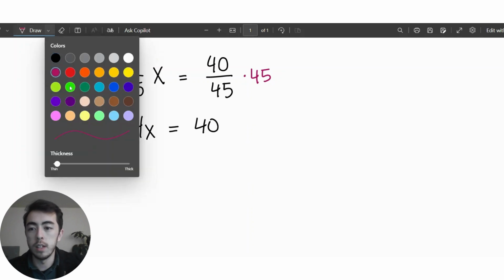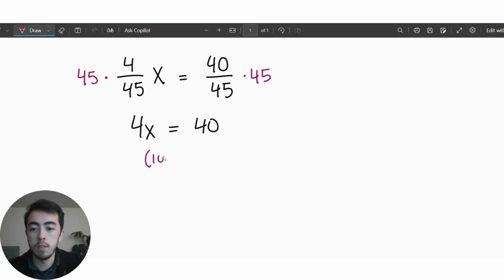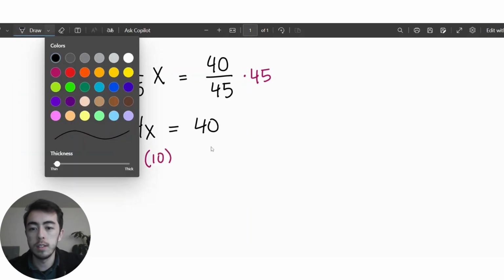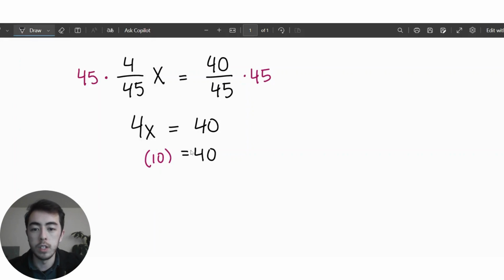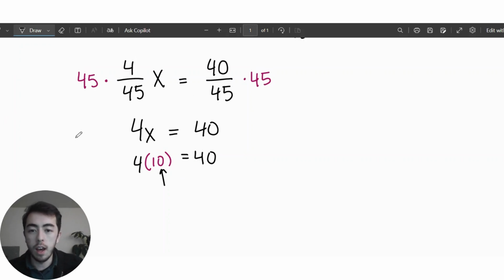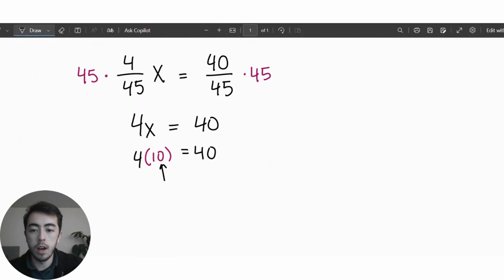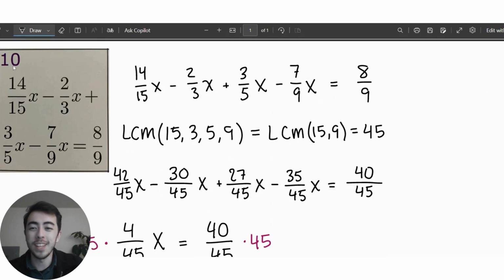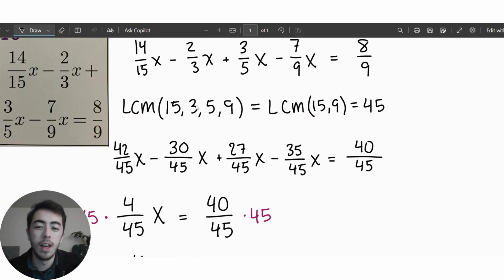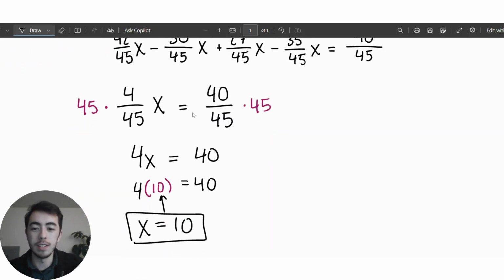And now I can tell that if I sub in a 10 right here for x, then this equation is going to be true, because 4 times 10 is 40. So that's it. I have solved this problem. I know that x is equal to 10. I mean, I already knew that from the get-go because it was here in the corner, but this is me showing that the answer indeed is 10.